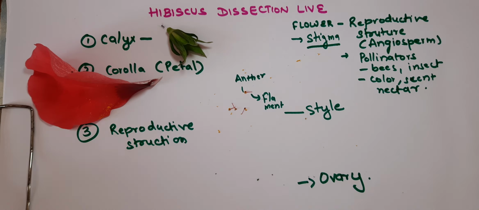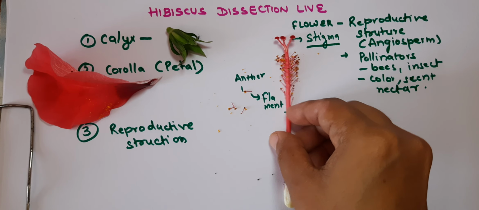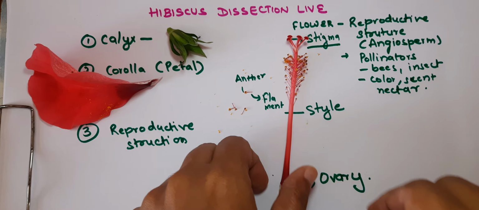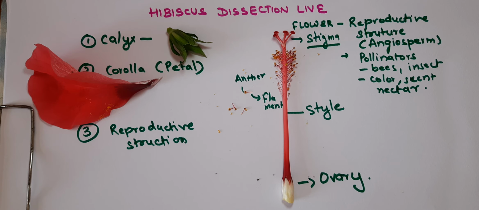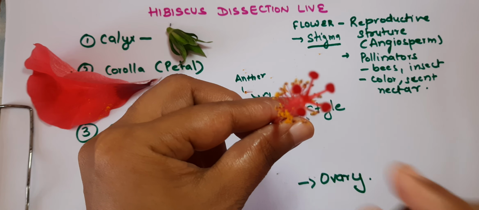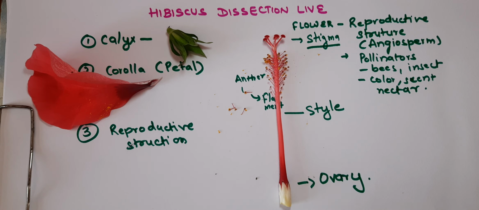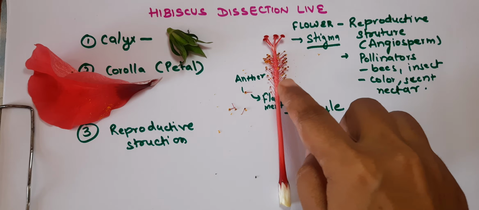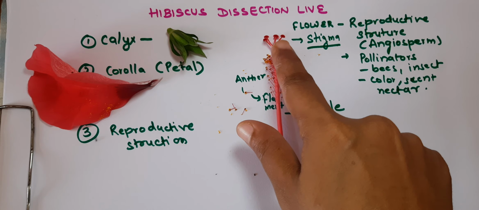Now let's talk about the female organ in detail. I already told you that this red color one is the stigma. The long elongated tube is the style, and the stigma contains a sticky surface to catch the pollen. You can see that it's very sticky. The pollinator will sit here, the pollen will get attached to the legs of the insect, and when they sit here to take the nectar, the pollen will be transferred here.